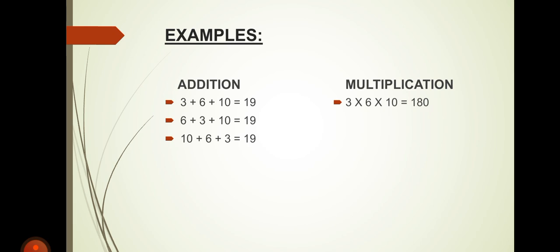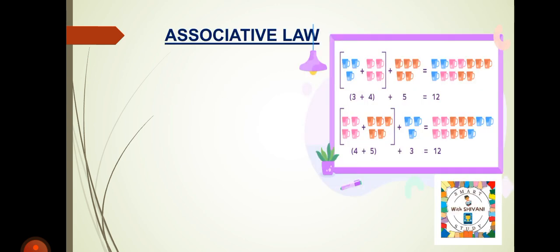Now we will check commutative law for multiplication. 3 times 6 times 10 is 180. Now we change the position of 6 from second to the first position. We get 6 times 3 times 10, which is equal to 180. And now we change the position of the 10 from third position to the first position. It is 10 times 6 times 3. Still we get the same answer, 180.